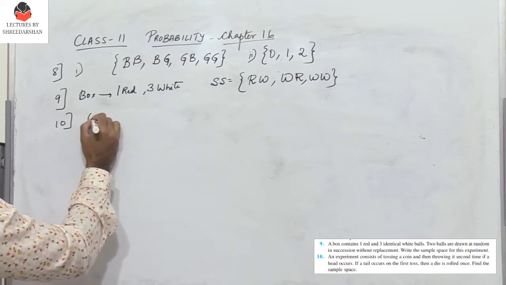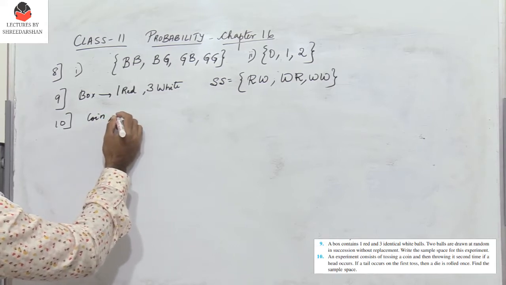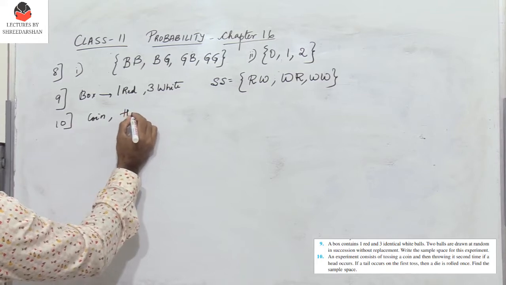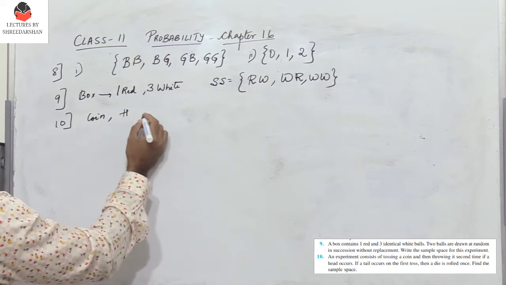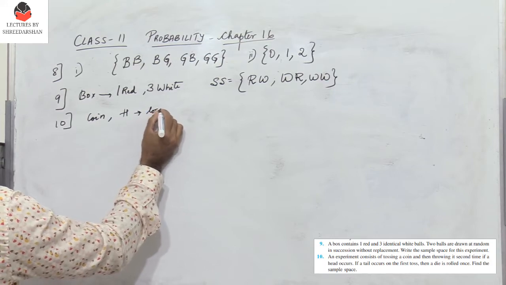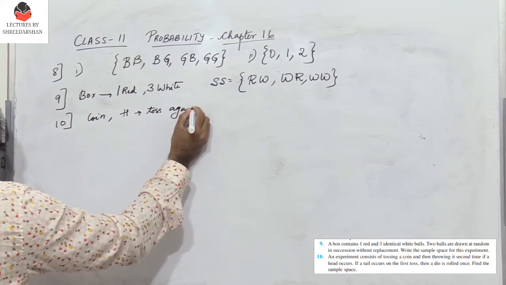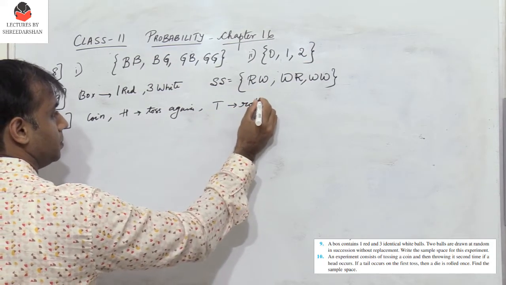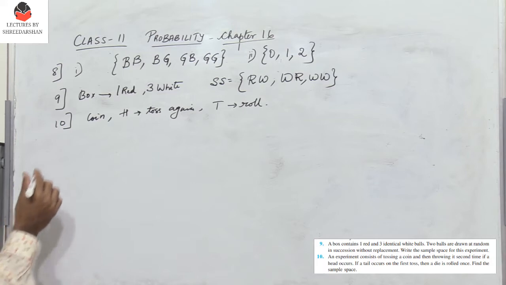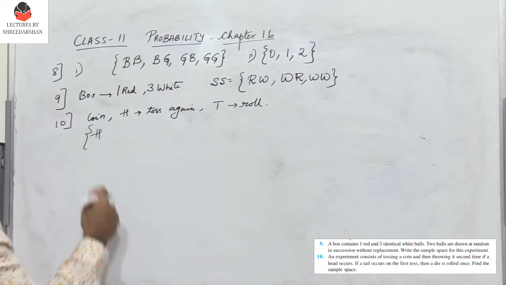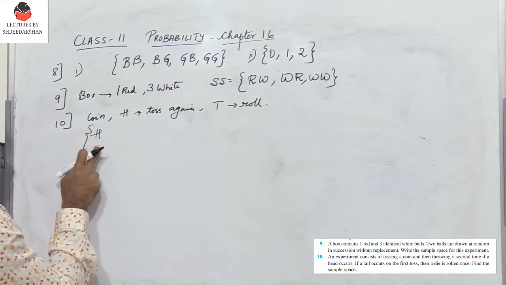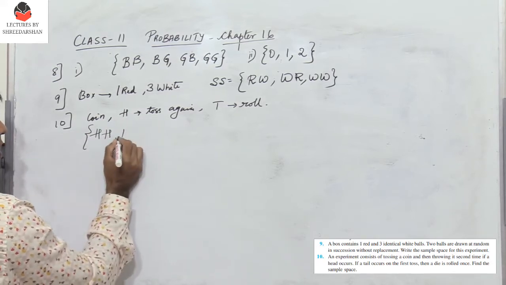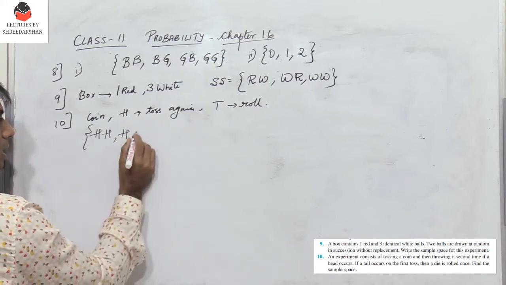toss a coin, throw it a second time if head occurs. So if you have head, what are you going to do? You're going to toss it once again. Now if I get a tail, then I'm going to roll a die. Very simple. So first time I toss, I get a head. So what are you going to do? I'm going to toss the coin again. So I may get a head again.